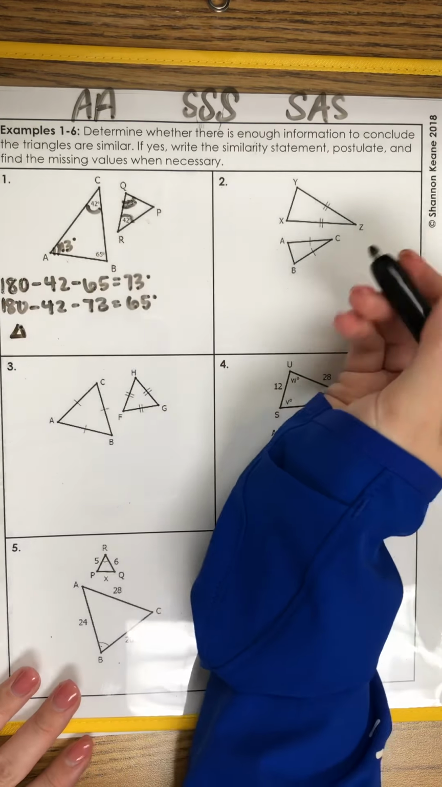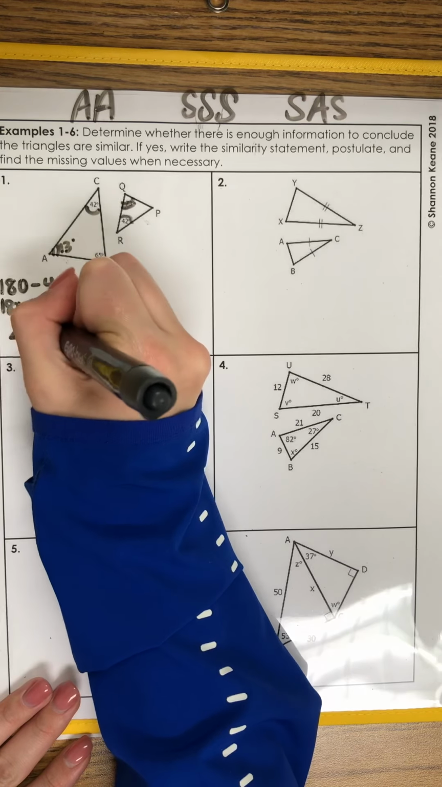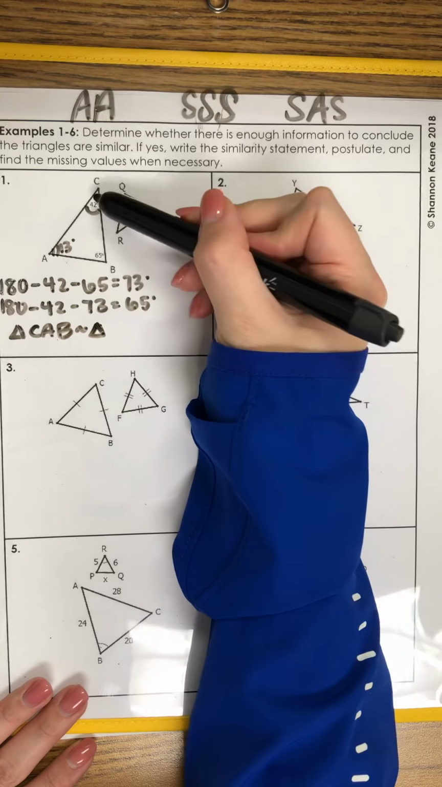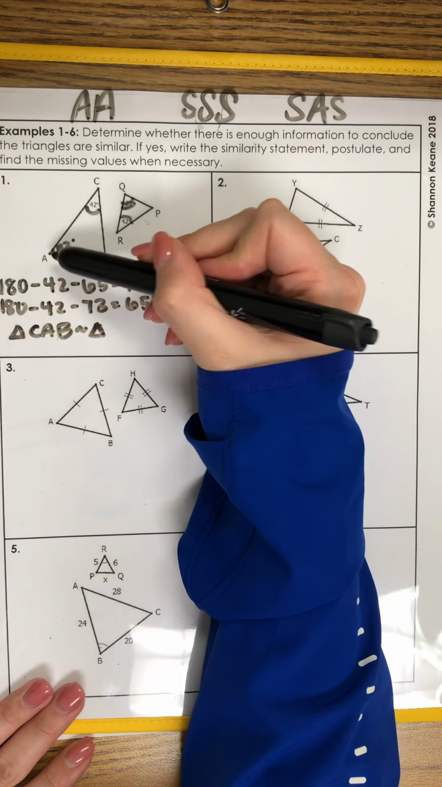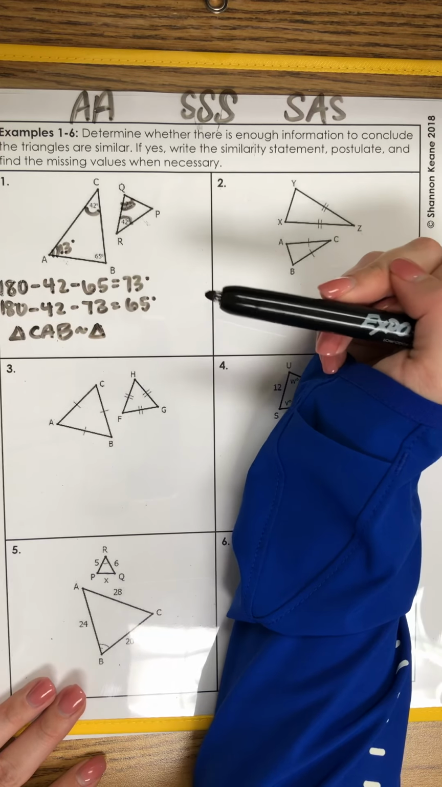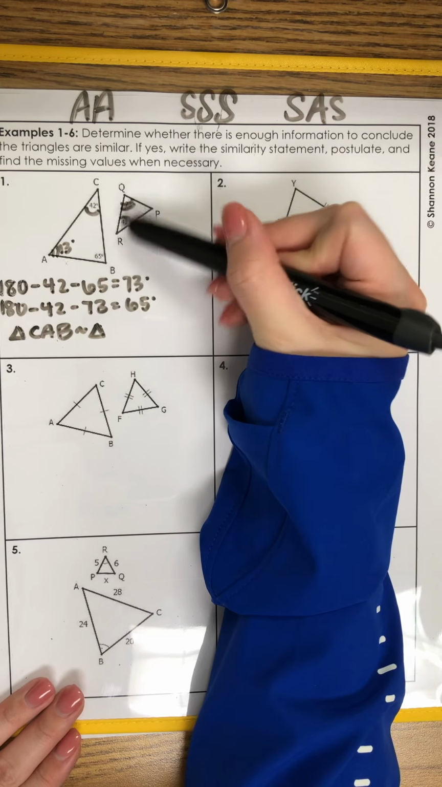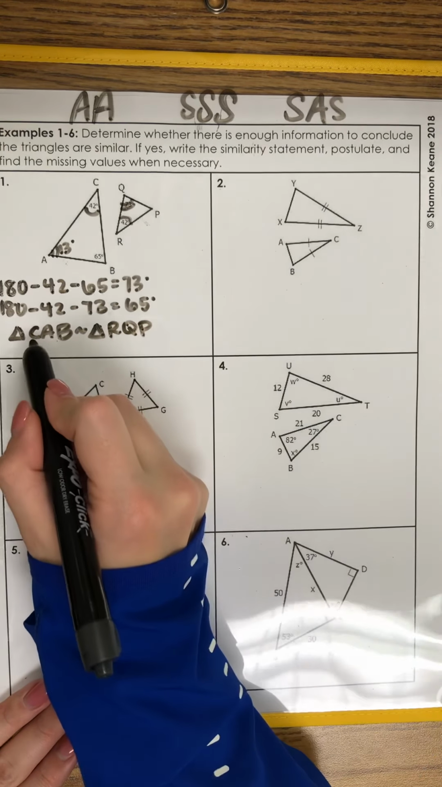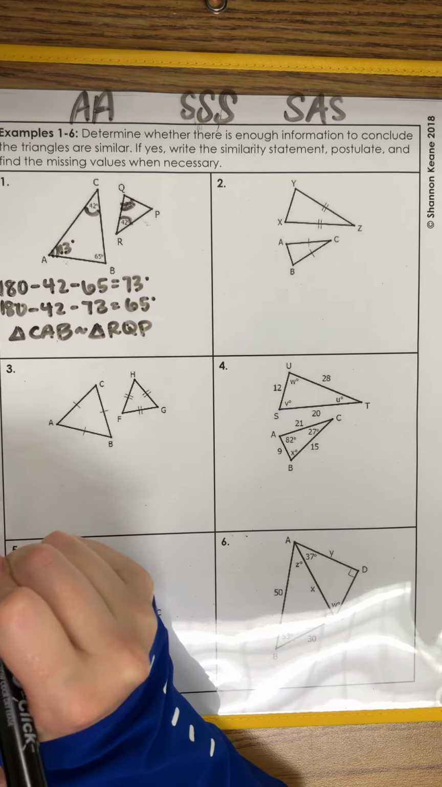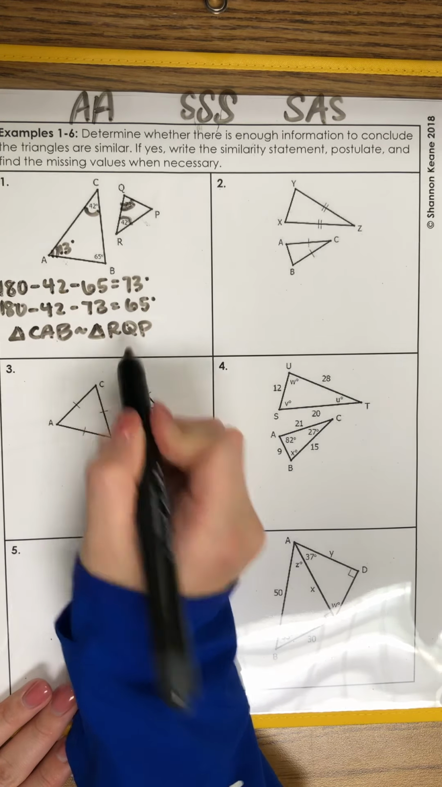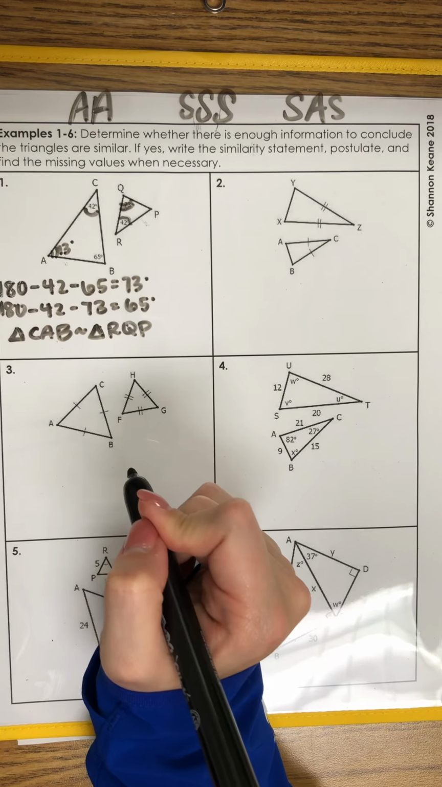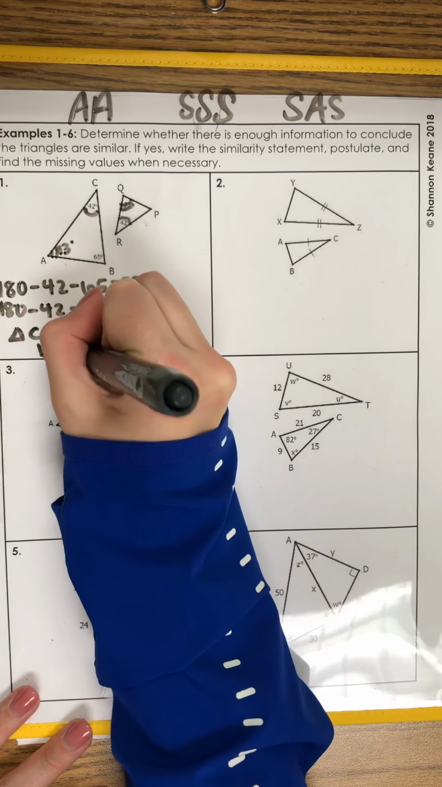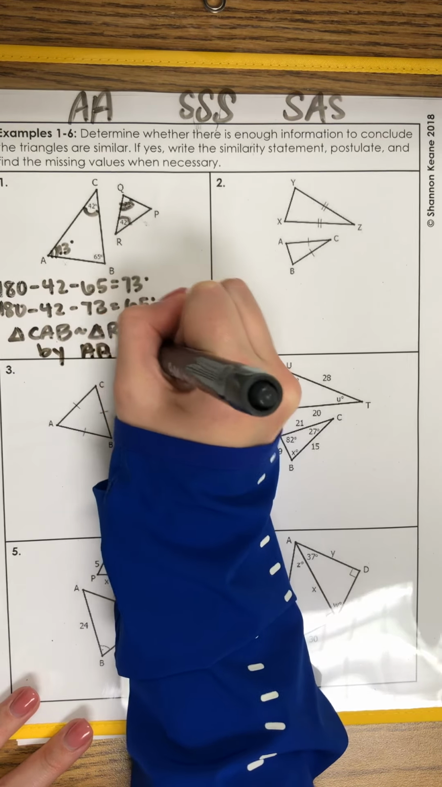So our similarity statement can be triangle CAB is similar to triangle. Now I have to go to corresponding sides. So CAB, 42, 73, 65 degrees. So I have to follow that same order. So I'm going to do RQP as my last triangle. That tells us that angle C and angle R are corresponding and congruent angles. Angle A and angle Q are the corresponding and congruent angles, and then angle B and angle P as well. And this is true by the angle-angle postulate.